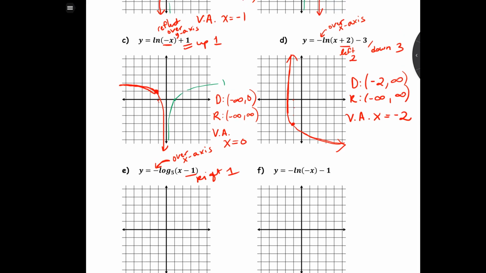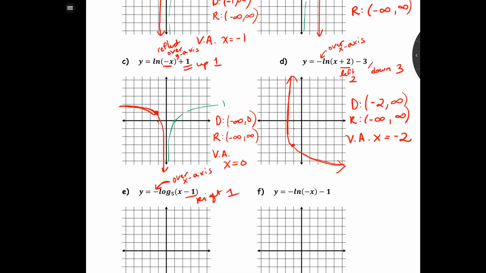All right guys, check to see that you got letter D. You should have it moved over the x-axis, left 2, down 3. So you should have domain -2 to infinity, range -infinity to infinity, and vertical asymptote x equals -2. The filled out notes to these are online. I'm sorry that 4.2 was not, but these are already up there, so you can check the other two as well.